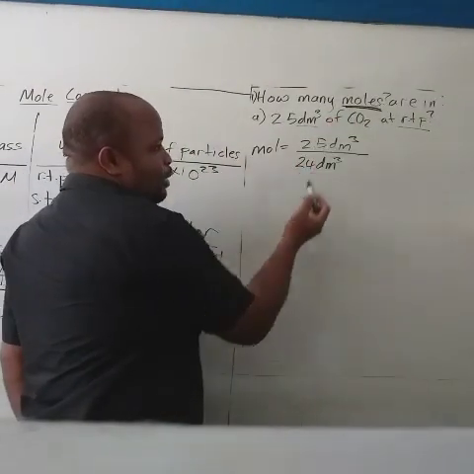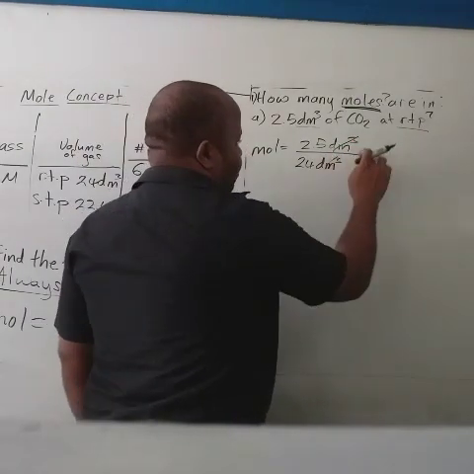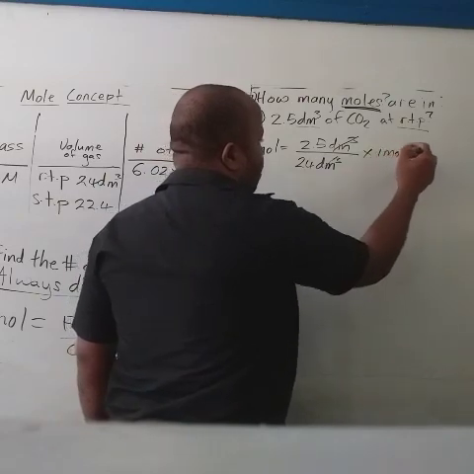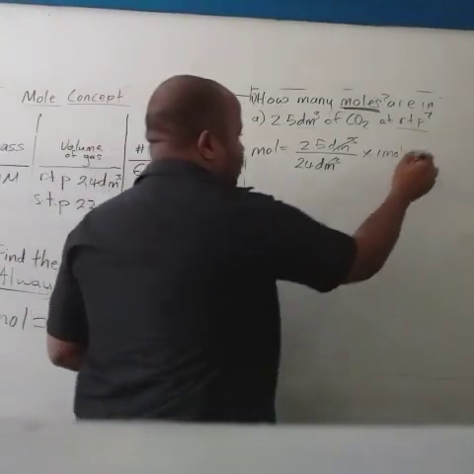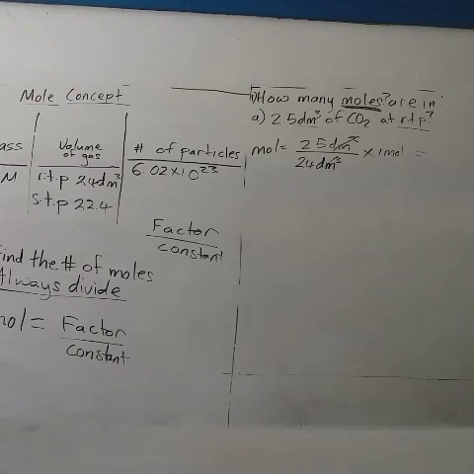Now we are finding moles, right? BMQ, we cancel BMQ. The unit must be moles. So you will just multiply by 1 mole. And the answer that you will get is 0.104.